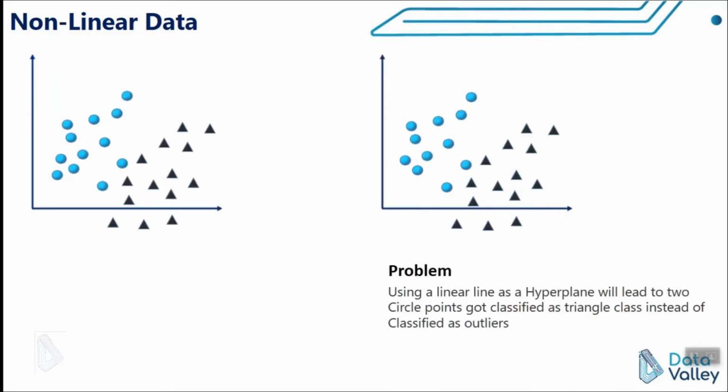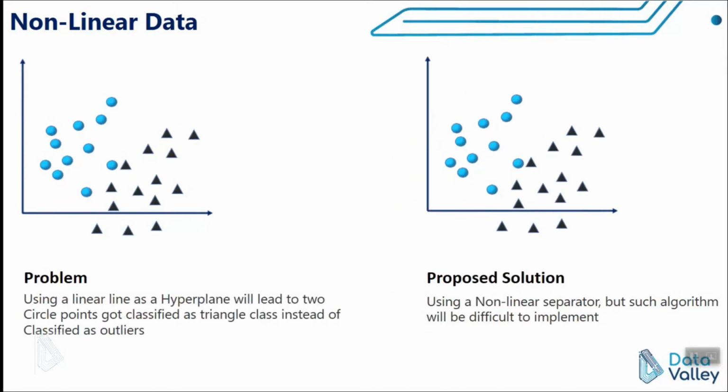But will our line be perfect for all cases? Suppose we have the case on the right, where we have a line that cannot separate our data perfectly. You can see that we have 2 points that are misclassified as triangle points, and the real state of these points is that they are circle points. So what is the solution here?